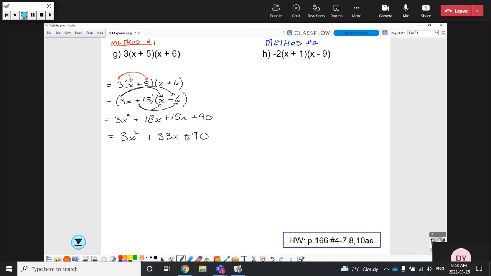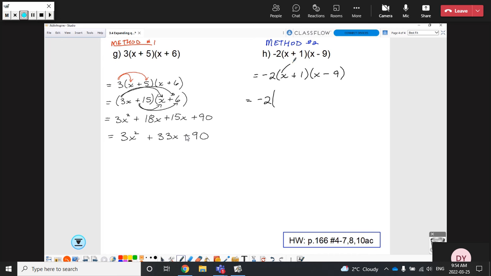Method number 2. I'm going to rewrite this here: negative 2, x plus 1, x minus 9. Method 2 says ignore that number out front. Pretend it's not there, okay? So we're just going to FOIL.